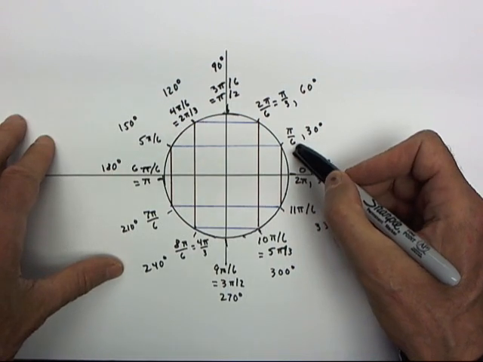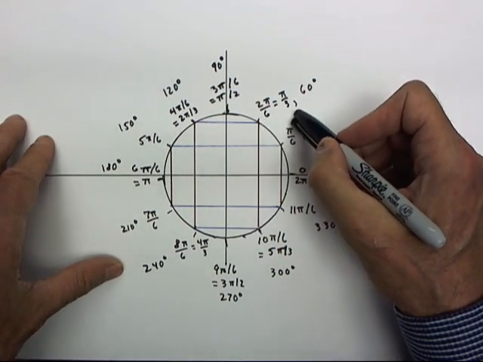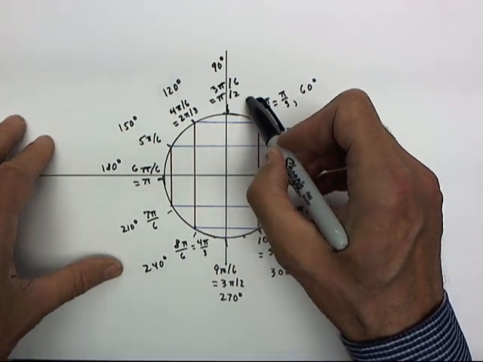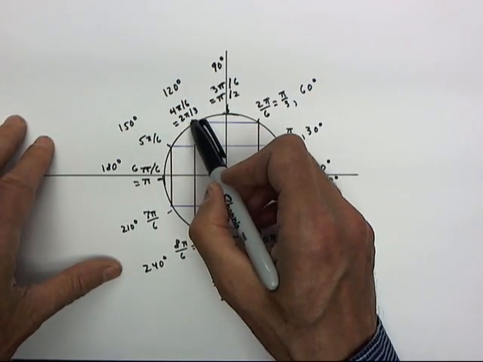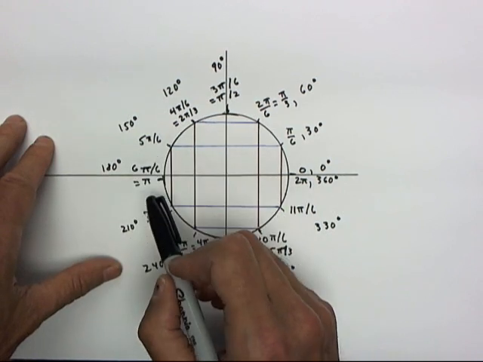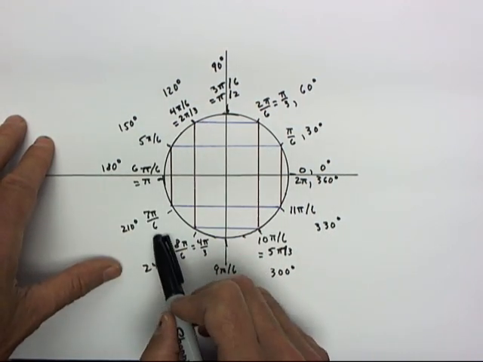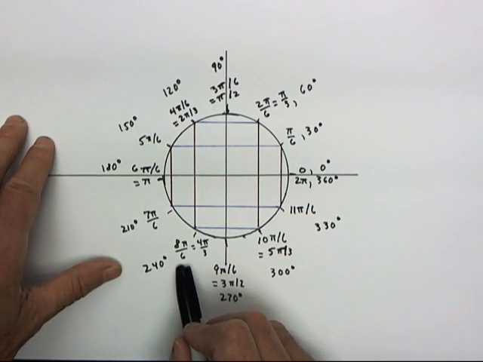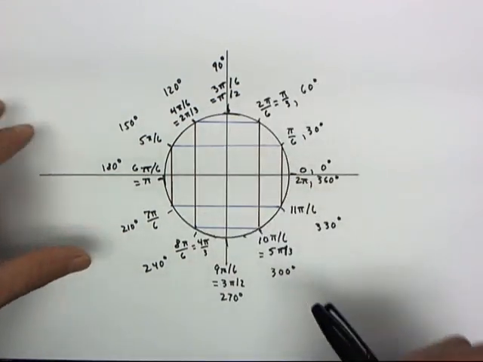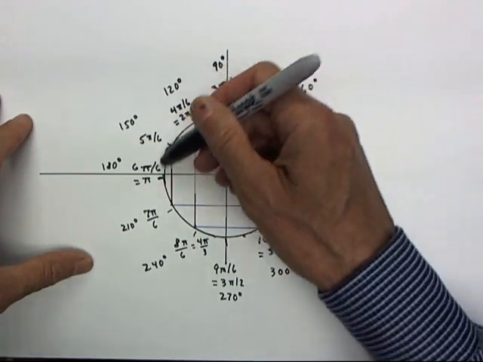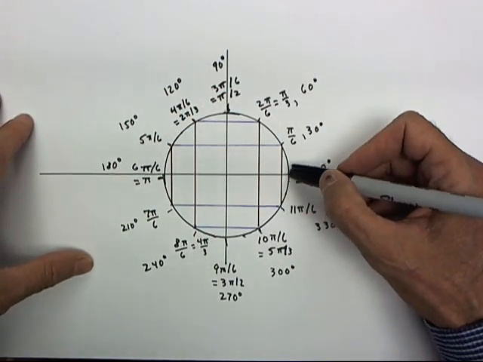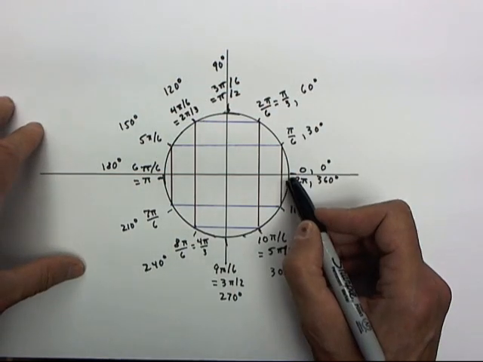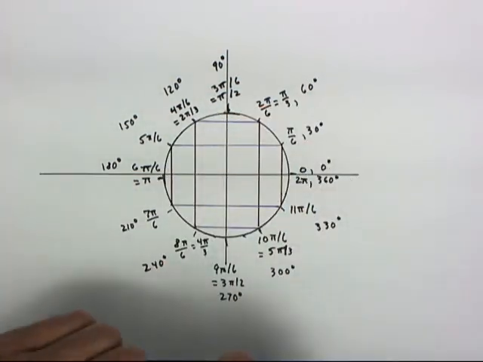Pi over 6 doesn't reduce. 2 pi over 6 reduces to pi over 3. 3 pi over 6 reduces to pi over 2, and so forth, getting 2 pi over 3, 5 pi over 6, which doesn't reduce, pi, 7 pi over 6 doesn't reduce, 4 pi over 3 is reduced from 8 pi over 6, etc. So we have these basic angles. Again, we've broken the circle into 12 equal arcs, and we've labeled the angles starting from this point, moving counterclockwise.